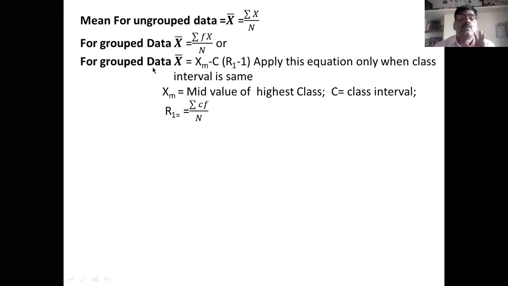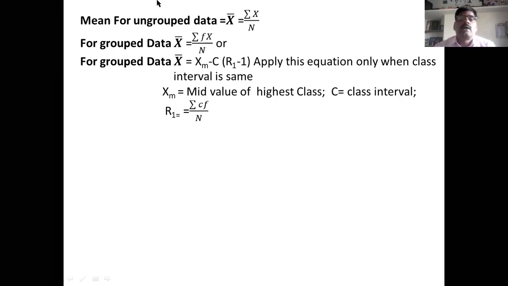And for grouped data, continuous series, I'll tell you one more equation. Remember x bar is equal to xm minus c in the bracket r1 minus 1. This equation you apply for calculating the mean where the class interval is the same and all the classes are given in the problem. And you apply this equation only when mean and median are asked to calculate.